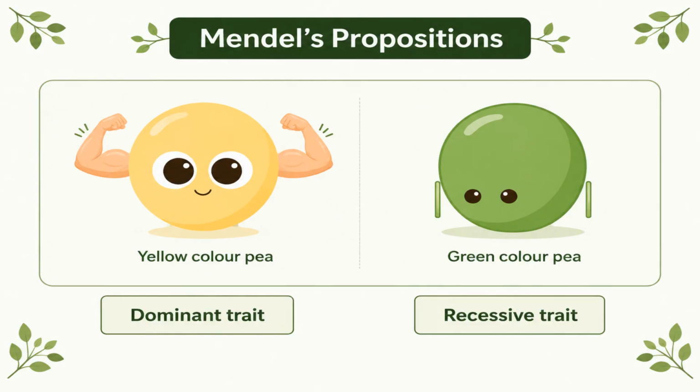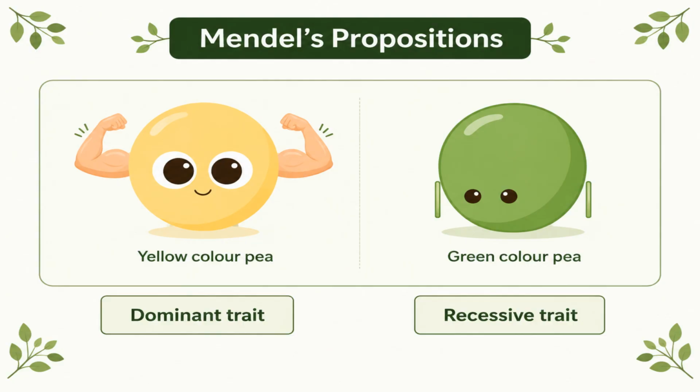Then in the F2 generation, the green seeds appeared again. This clearly showed that the green trait was not lost. It was simply hidden in the F1 generation. So Mendel concluded that the trait which appears in both F1 and F2 generations is called the dominant trait. And the trait which disappears in F1 but reappears in the F2 generation is called the recessive trait. In this example, yellow seed color is dominant, while green seed color is recessive.